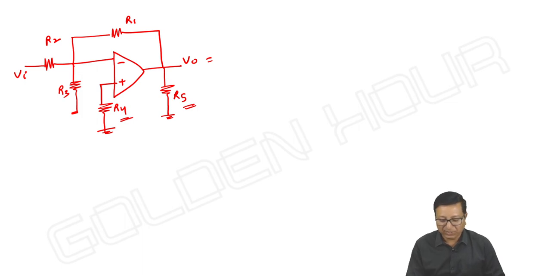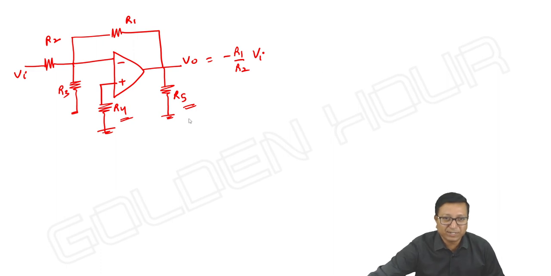So voltage across R5 is 0. This is 0 volts, and here due to virtual short it is 0 volts. R3 does not play any role, and the gain is simply minus R1 by R2 into VI. That's it. This is how we can understand the very different scenarios of inverting amplifier circuit. Next, non-inverting amplifier.